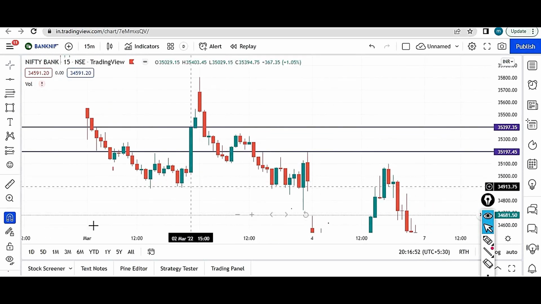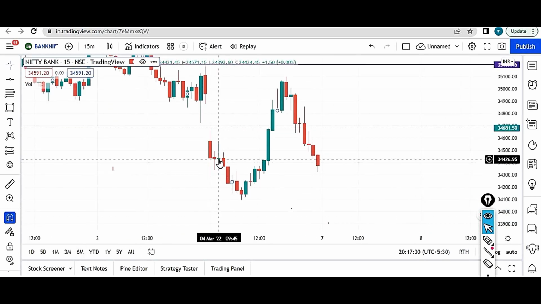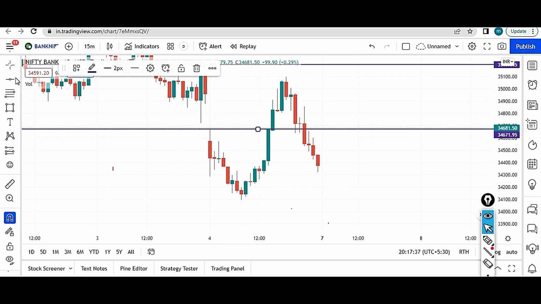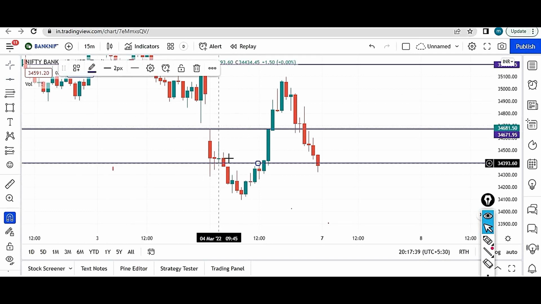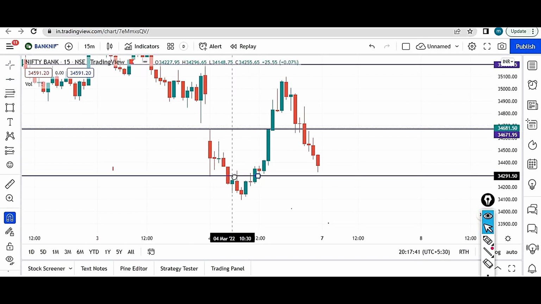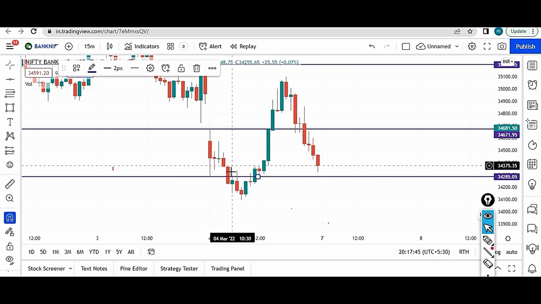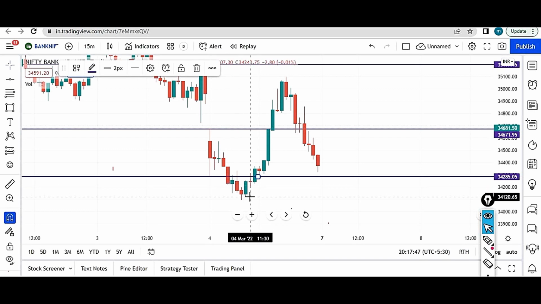Okay, let's figure out further. On March 4th, this is the mother candle or master candle, and this is the inside bar. After 3 candles, it gave a breakdown and gave some 1:1. Okay, small profit, could be small, but this is a very good opportunity to trade, right?